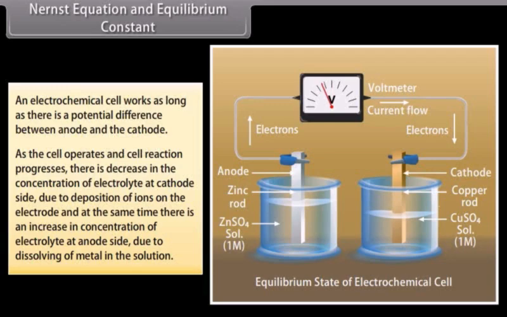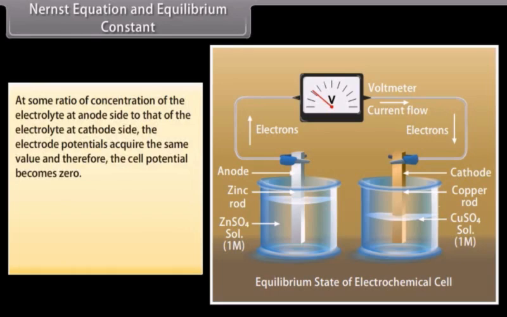Consequently, the electrode potential of the cathode decreases and that of the anode increases with the passage of time. Ultimately, at some ratio of concentration of the electrolyte at the anode side to that of the electrolyte at the cathode side, the electrode potentials acquire the same value and therefore the cell potential becomes 0. At this stage, the electrochemical cell stops working and the cell is in a state of equilibrium.